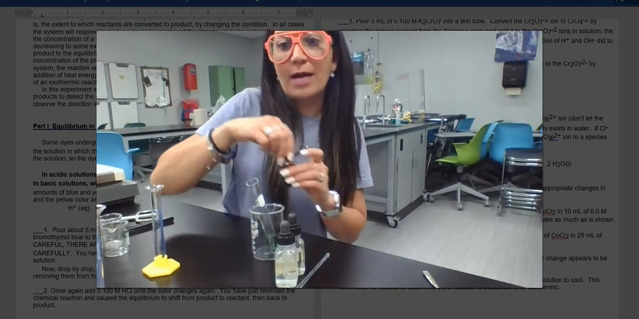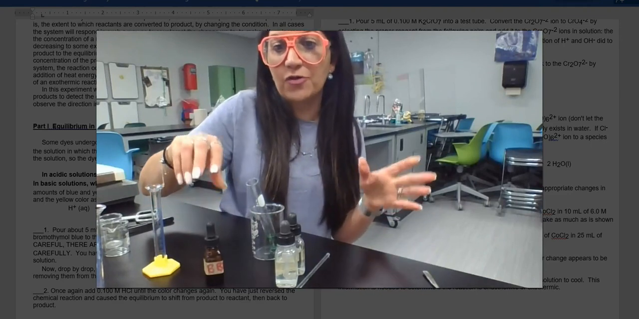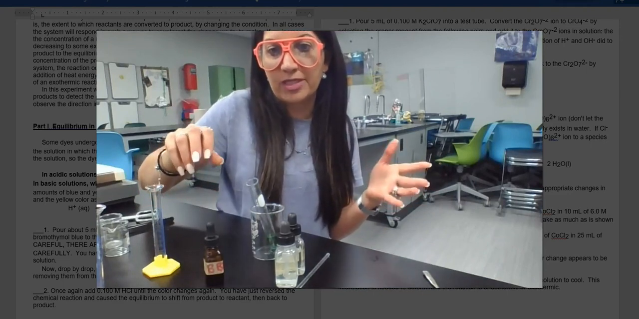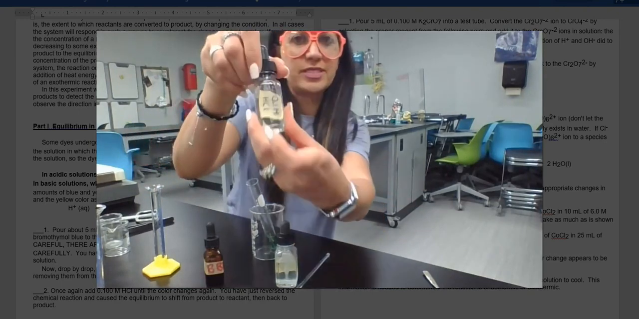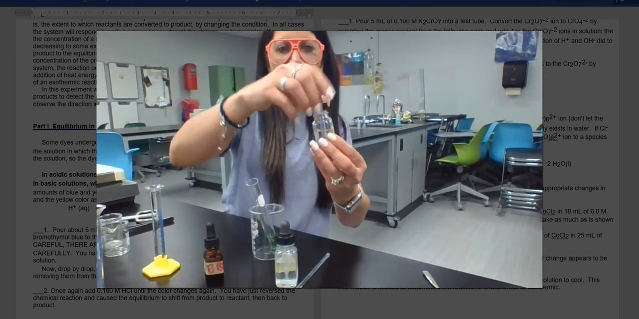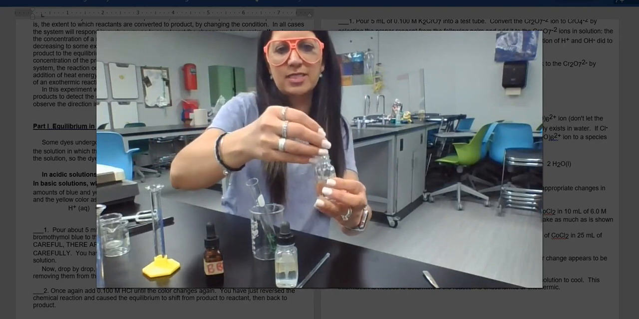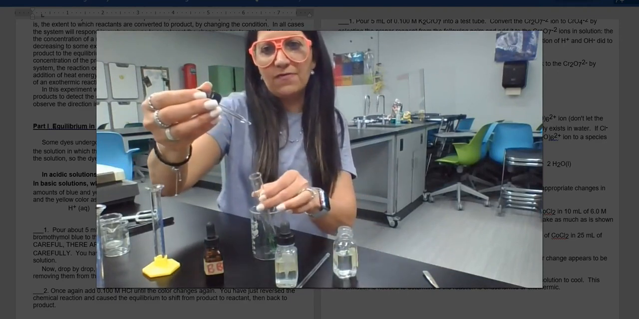then add 5 drops of 0.1 molar HCl. Be careful, there are many concentrations of HCl. Be sure to read the label carefully. Okay, so I want the 0.1 molar HCl, which is this one right here. So I'm using the 0.1 molar. And then let's check to see what happens when we add about 5 drops to this.